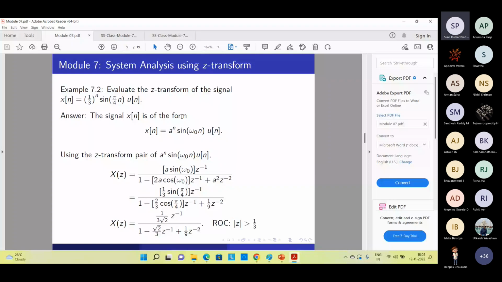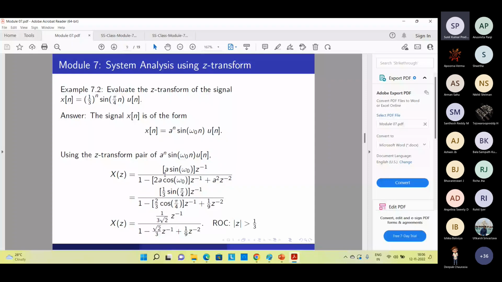As you know, the Z transform of a^n sin(omega naught n) u[n] is a sin(omega naught) z inverse divided by 1 minus 2a cos(omega naught) z inverse plus a square z inverse square. So what is a here? a is 1/3. What is omega naught here? It is pi/4. So just put all these values in the Z transform relation, then we can find the answer.